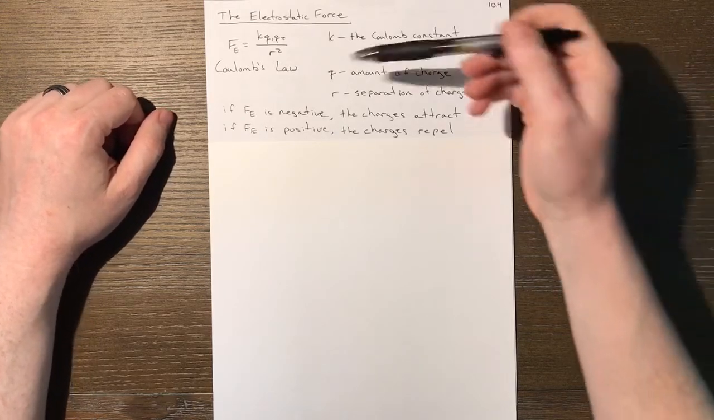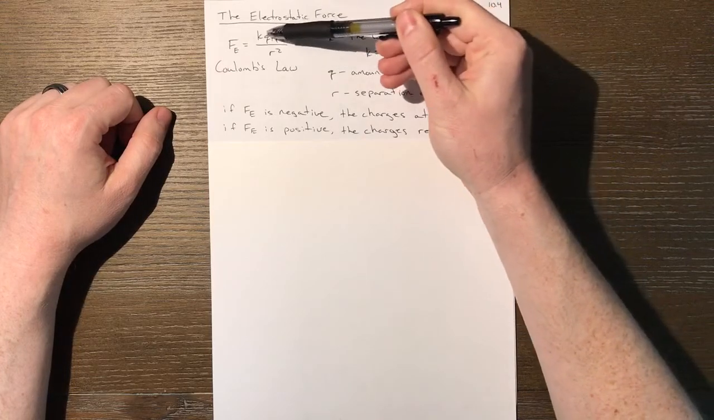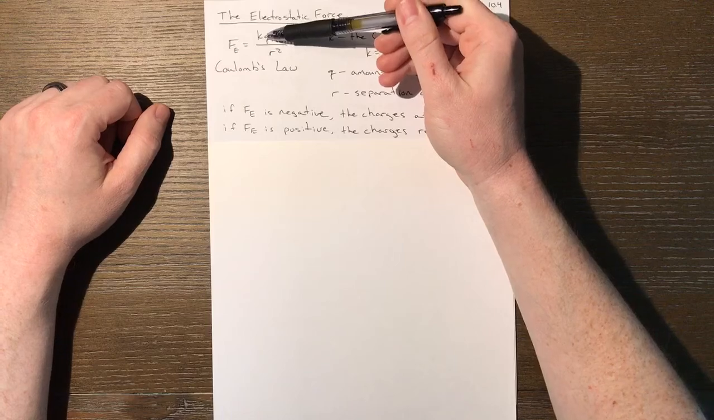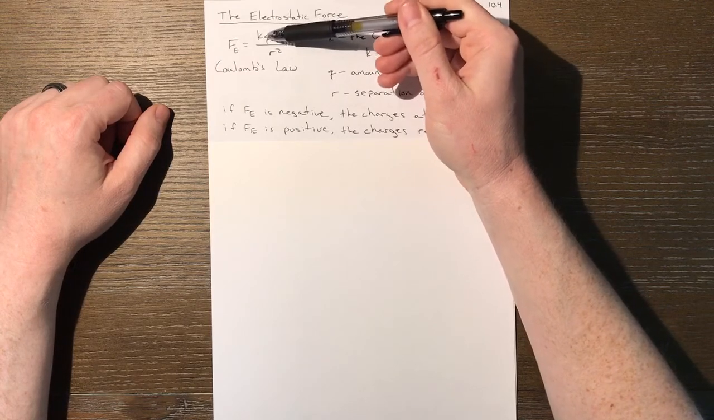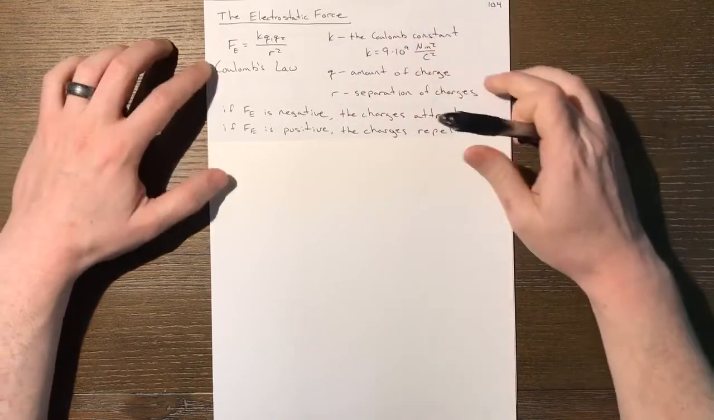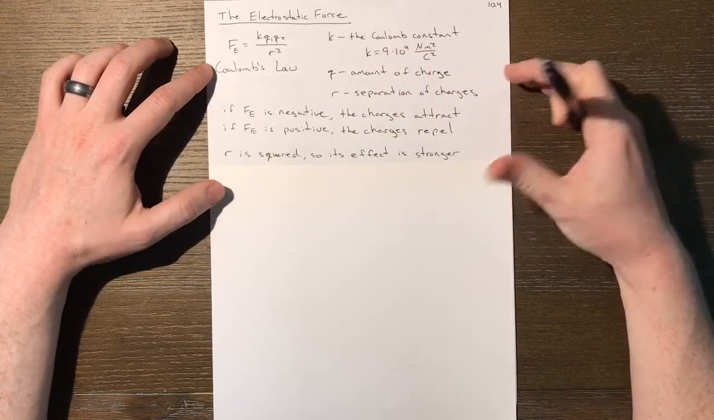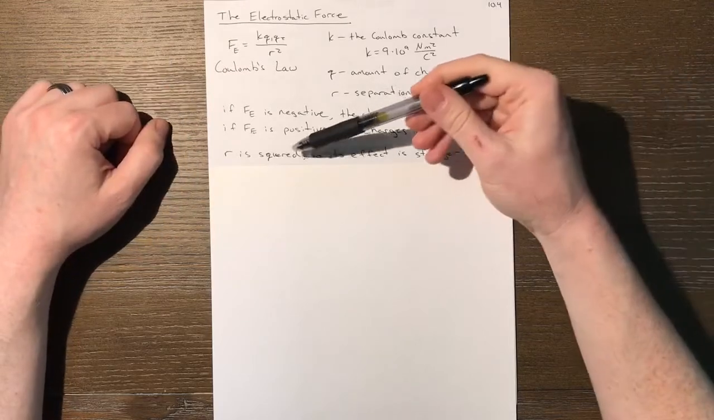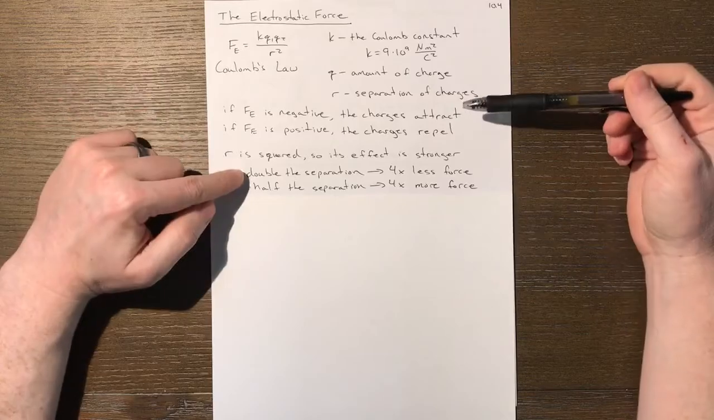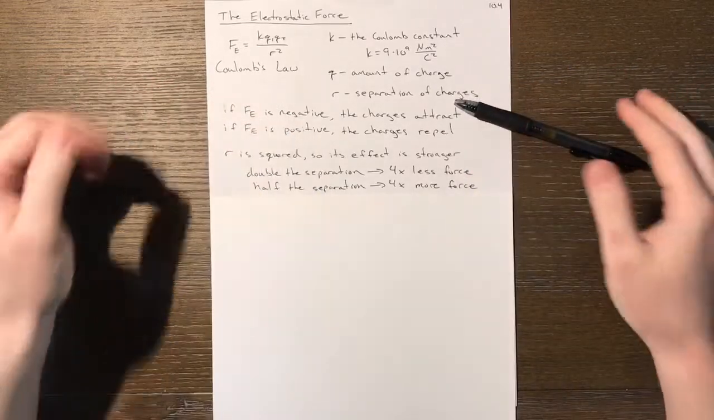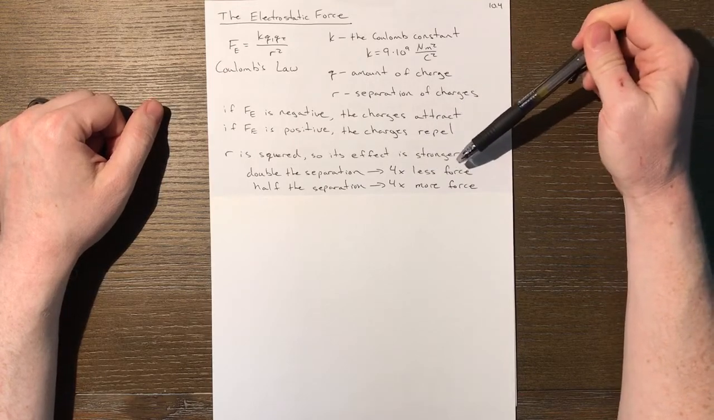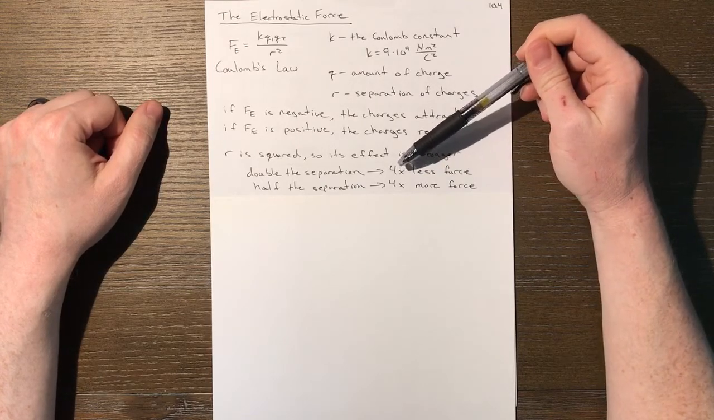Furthermore, we can see that the dependence on Q1 and Q2 is what we call linear. If you increase Q, say double it, have twice as much charge on one of those charges, you get twice as much force. However, the R is squared. It's an inverse square law. Because it's squared, the effect is stronger. So, if you were to double the separation, make these things twice as far apart, you would get 4 times less force, 4 being the square of 2.